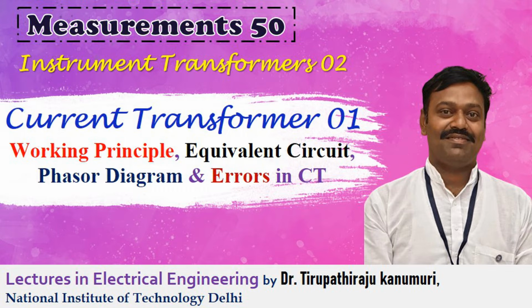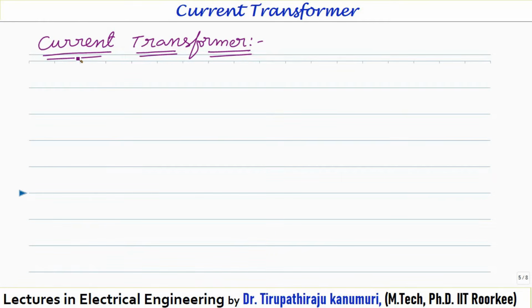Hi all, today we are going to discuss the current transformer. The current transformer is mainly used for extending the range of instruments, that is, extending the range of the ammeter, as well as the wattmeter, and also for providing the current input for the relay. So how will it be given?